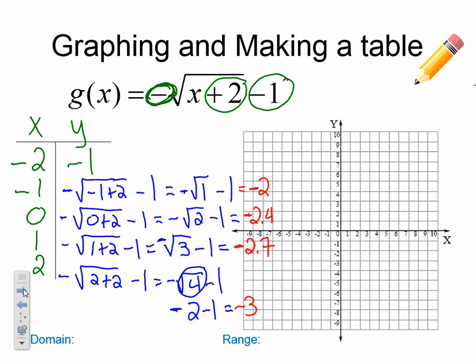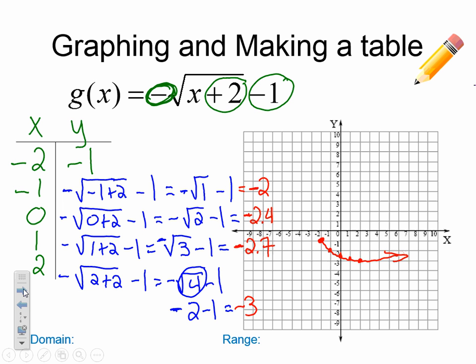Now that we have our table completed, we're going to graph it. So I have -2, -1 right here. Then I have -1, -2, 0, -2.4, 1, -2.7, and 2, -3. Make sure this one is solid. We're not going past it. We're only going to go on forever in one direction. All right, there's our graph. Now we're done with our table and our graph.